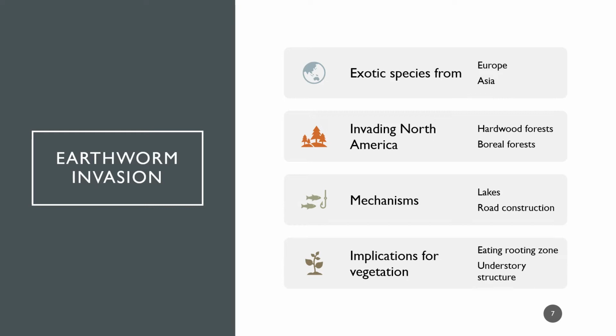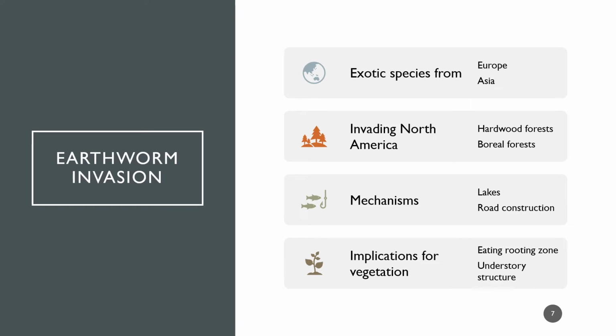In terms of how those earthworms are invading and how they're spreading, there are different mechanisms identified, but if we look at the boreal forest in Alberta, there are two major mechanisms. First one is fishing, because people use earthworms as baits, and because there's so many lakes in Alberta, they tend to just release earthworms by the lake once they're done fishing. And the second important mechanism is road construction, because there is a lot of soil being transported and mixed, and that's helping the spread a lot.